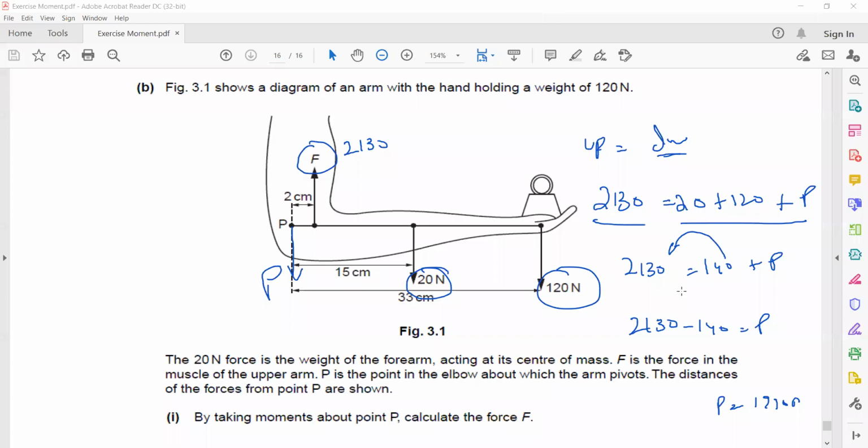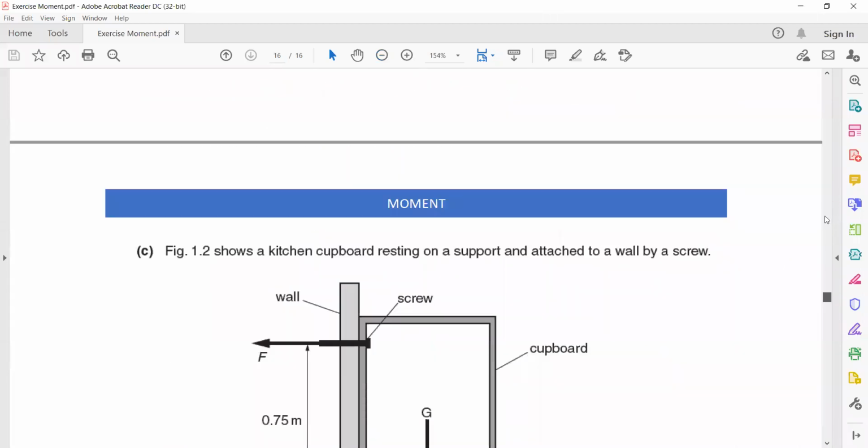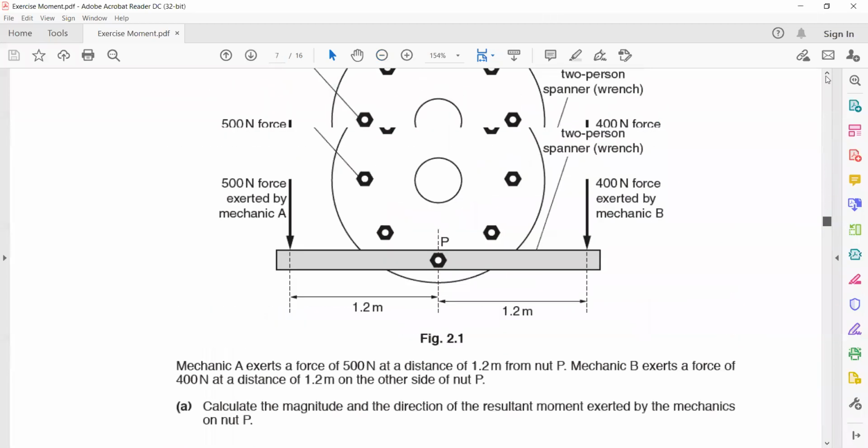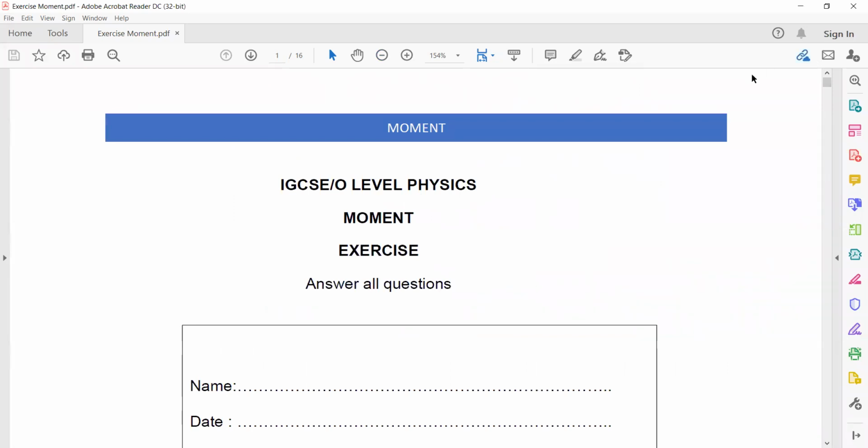So these are the questions related to moment. Now we'll start a new topic which is about momentum. I'll share another link and continue this discussion.